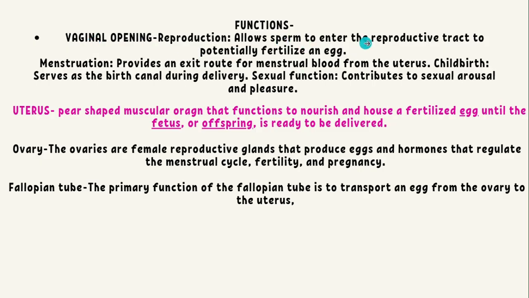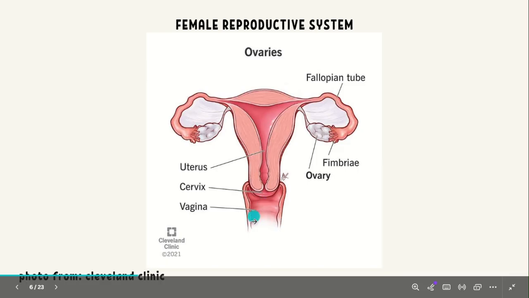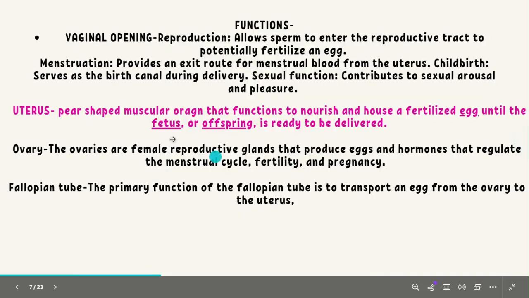So basically, it allows sperm to enter the reproductive tract to potentially fertilize an egg for reproduction. Also menstruation, so it provides an exit route for the menstrual blood from the uterus. It also functions in childbirth, serving as a birth canal during delivery, and also for sexual function. But basically, everything has to pass the opening right there.